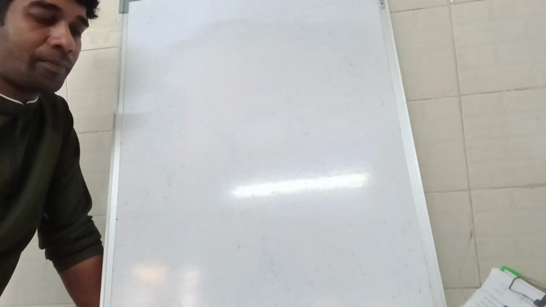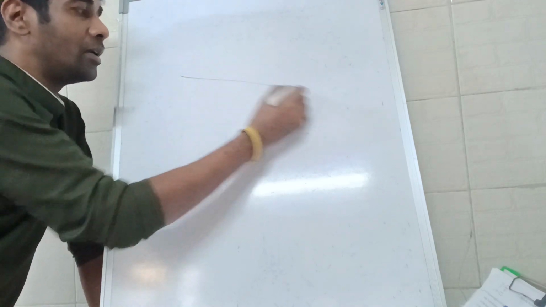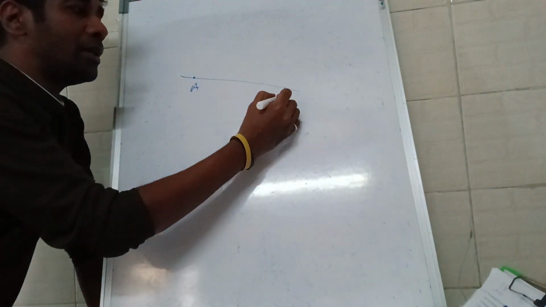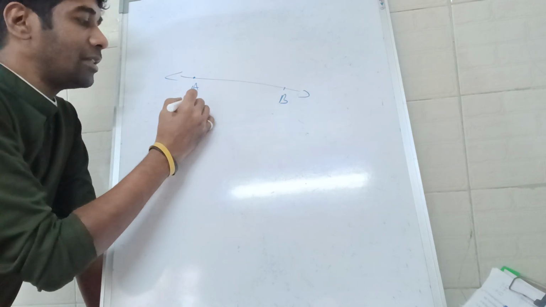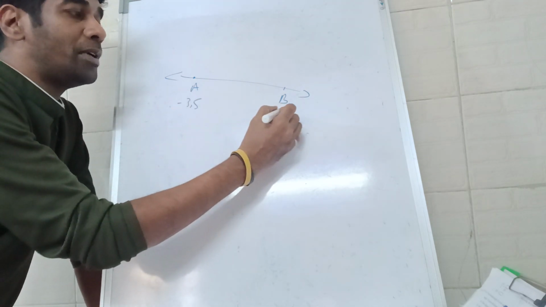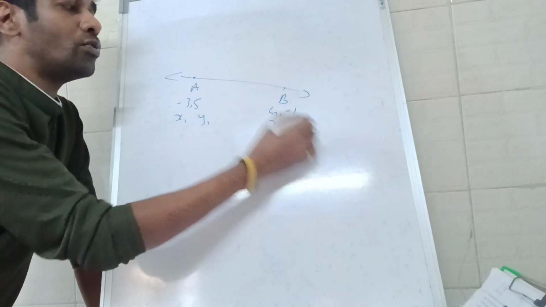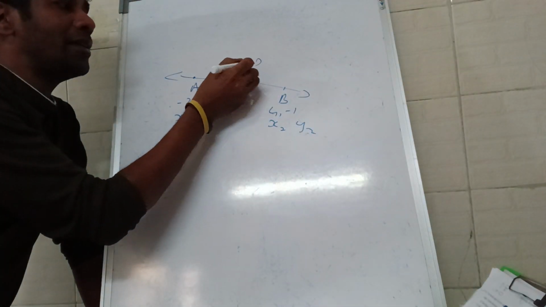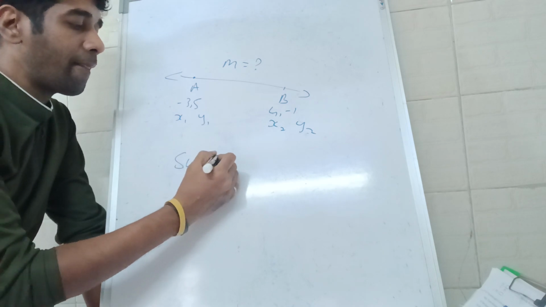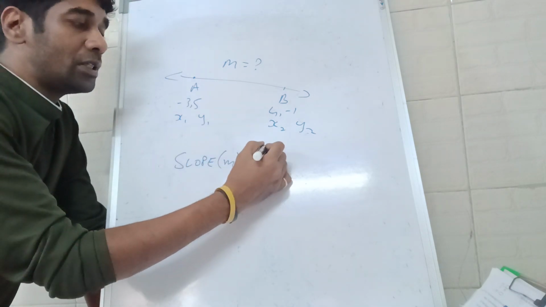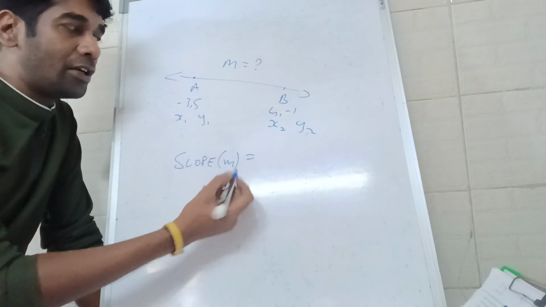Next question. Find the slope of a line passing through the points A and B. I have got 2 points here, A and B. A is minus 3 comma 5 and B is 4 comma minus 1. This is x1, y1, x2, y2. I got to find the slope of this line. Slope of line, slope means m, which has already been said, it is tan theta, but here now theta is not given.